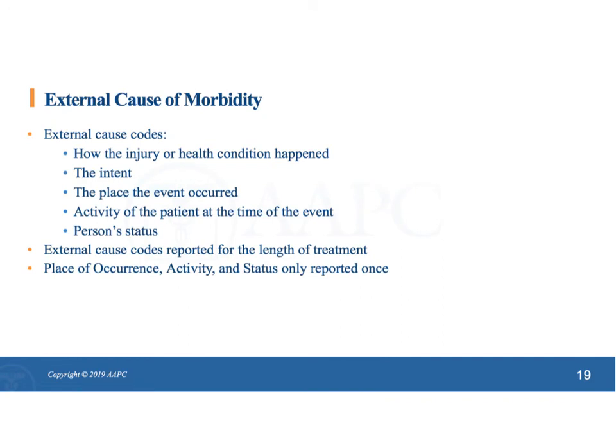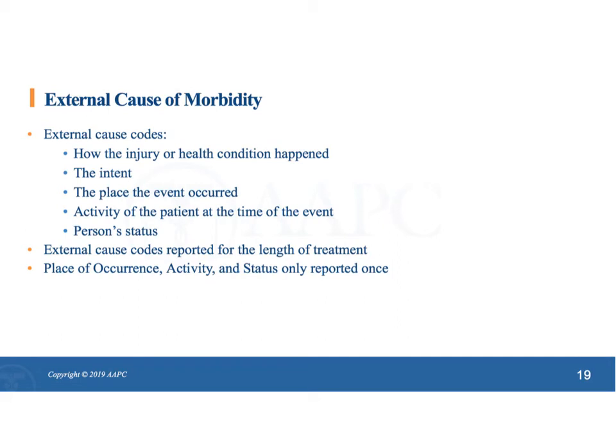External cause codes capture how the injury or health condition happened, meaning the cause. Also, the intent. Was it unintentional? Was it accidental? Or was it intentional? And then these codes also tell us where the event occurred, so the place of occurrence. These codes also tell us the activity of the patient at the time of the event. So what were they doing?